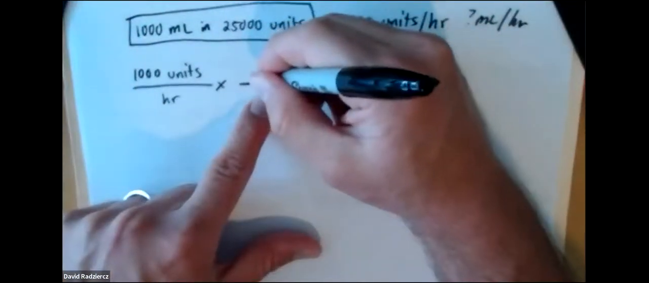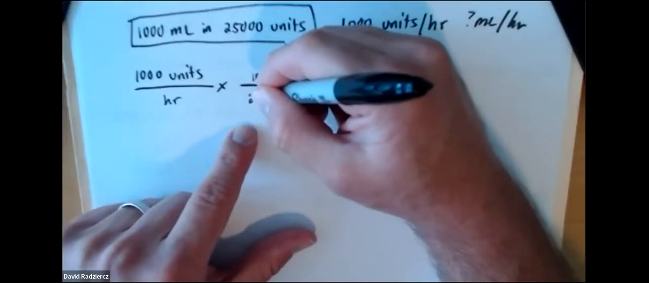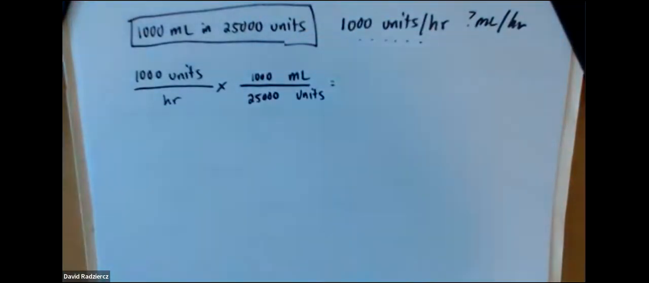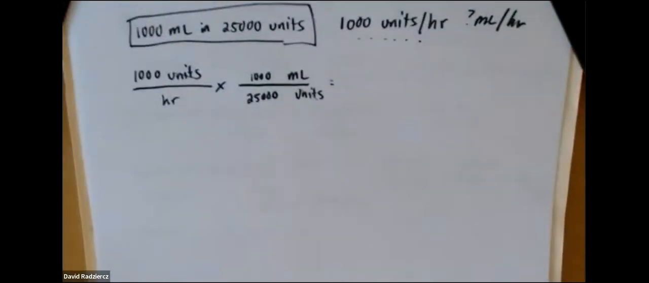So I have 1,000 milliliters and I have 25,000 units. That will help me to set this up. The reason I personally like to use dimensional analysis is because then I can eliminate units, the things I don't want, and just be left with the milliliters per hour, the things that I do want. And then all I have to do is multiply across the top, 1,000 times 1,000, and then divide by 25,000. I know, it's just that easy.